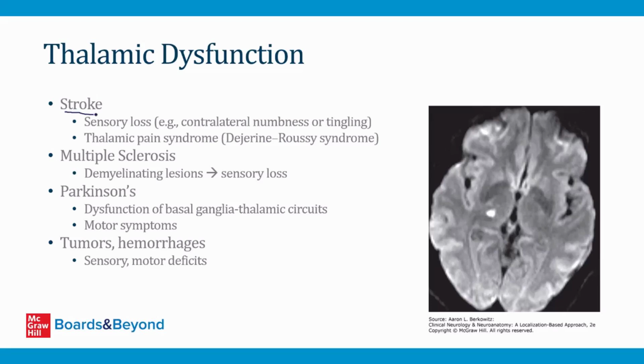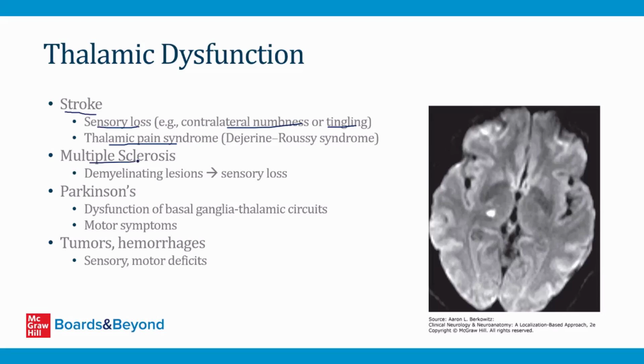A big one is stroke. Stroke involving the thalamus can lead to sensory loss. It will cause contralateral numbness and also tingling, which is basically just evidence of damage to the thalamus and inability of the thalamus to relay sensory information onto the cortex. There's also a pain syndrome you can get when there's damage to the thalamus from a stroke, and we'll talk about that in just a second.